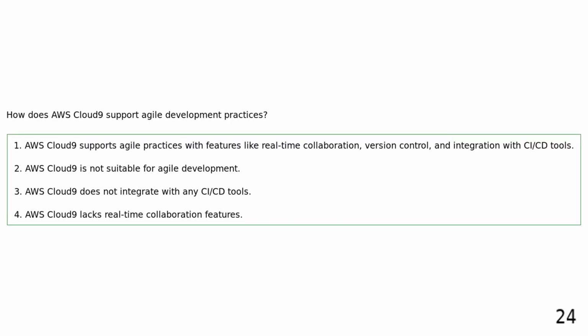How does AWS Cloud9 support Agile development practices? AWS Cloud9 supports Agile practices with features like real-time collaboration, version control, and integration with CI/CD tools. AWS Cloud9 is not suitable for Agile development. AWS Cloud9 does not integrate with any CI/CD tools. AWS Cloud9 lacks real-time collaboration features.